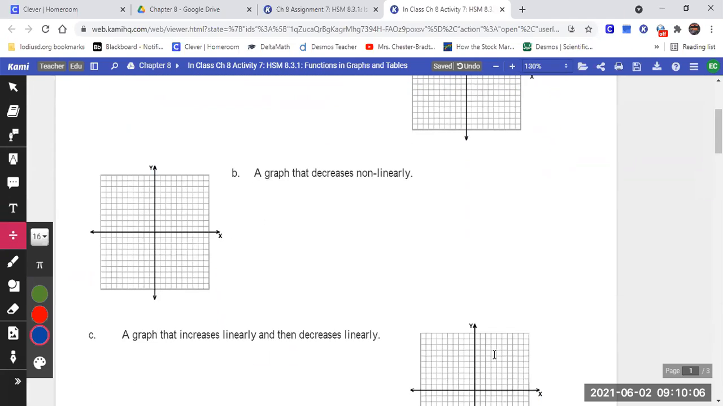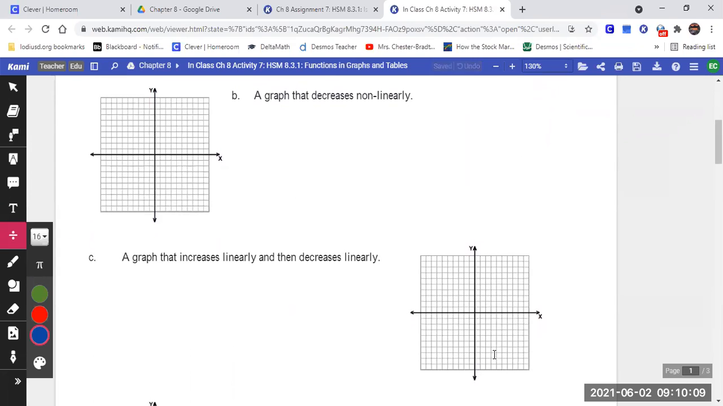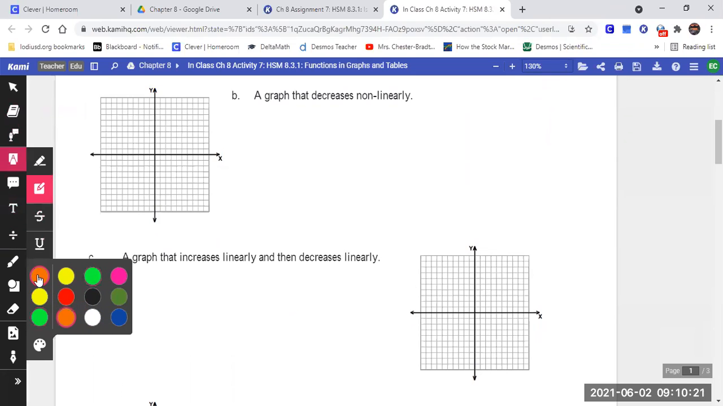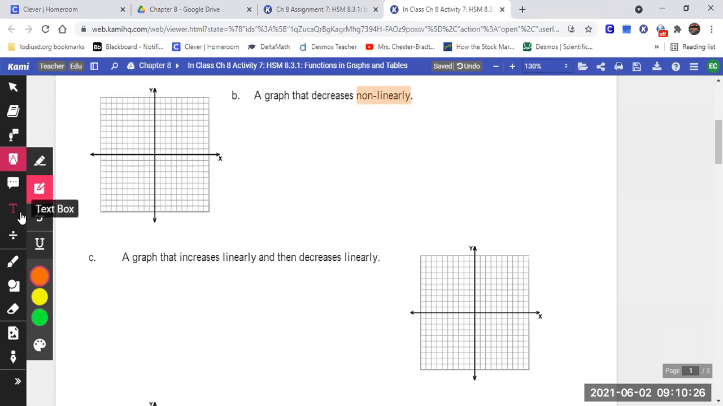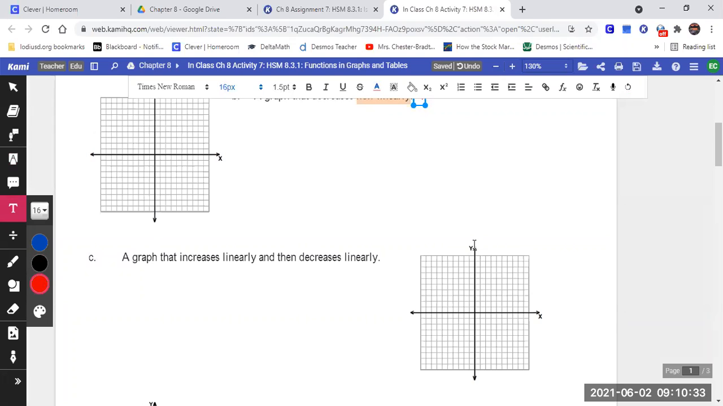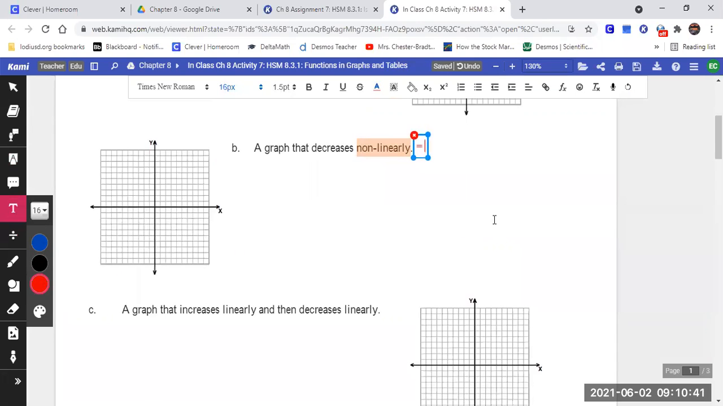Okay. So we need this one to be decreasing non-linearly. So non-linearly, this phrase right here, means what's happening with my line. If I'm non-linear, what kind of line am I? It's curved, yeah. So non-linearly equals curved.